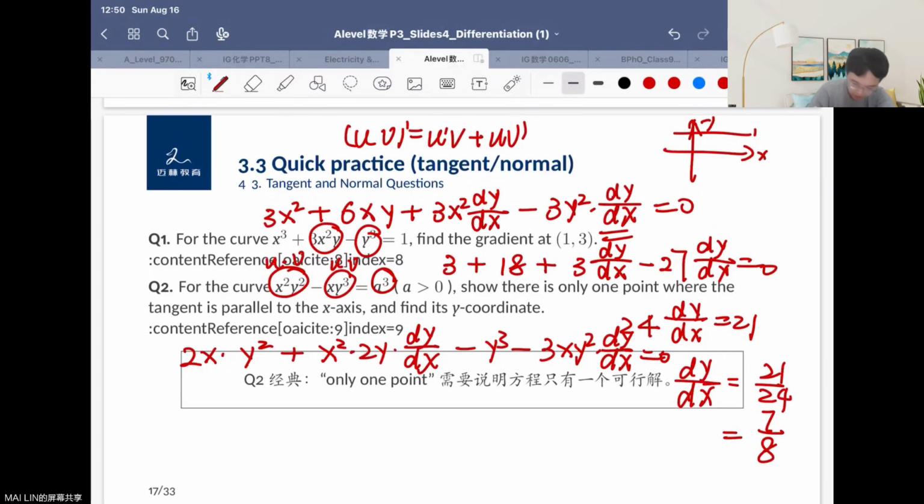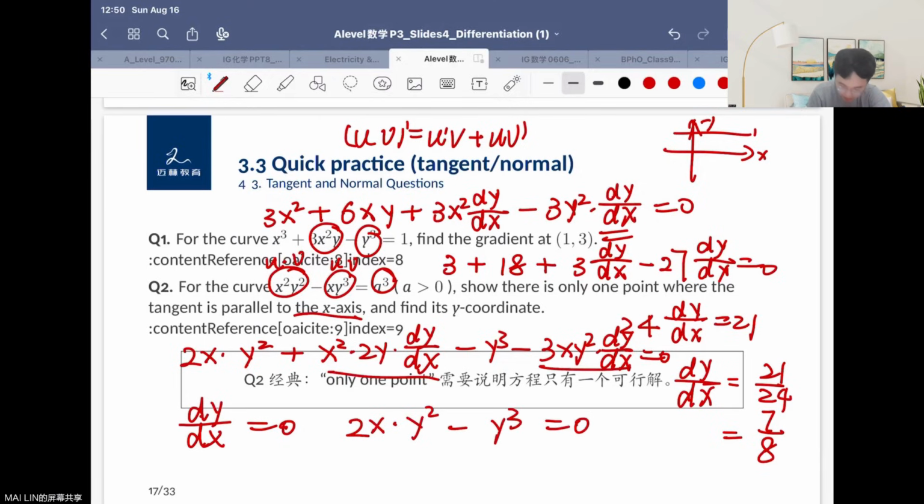Because we want the tangent parallel to the x-axis, that means dy over dx equals 0. So we get 2x times y squared minus y cubed equals 0, and then y equals 2x. That's our final answer: there is only one tangent obeying the rule, that is y equals 2x. And you can even substitute a value to find the exact coordinates, okay?